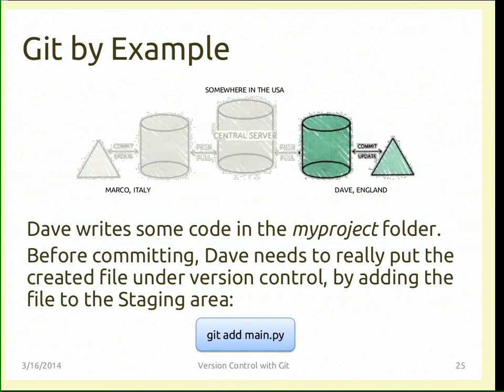Then Dave starts writing some code for the project. Before committing, Dave needs to tell the version control system that that file has to be included in the version control system as well. Maybe Dave has some files that he doesn't want to share, for example, the binary file of the project, or some trials he did privately, working in his computer in that folder, but without sharing them with the full team. So to add a file to the version control system, he opens the terminal and types, again in the folder, git add and the file he created and worked on. So git add, for example, main.py.